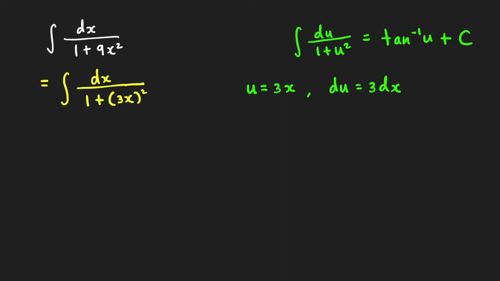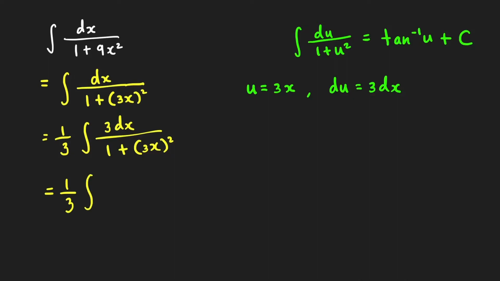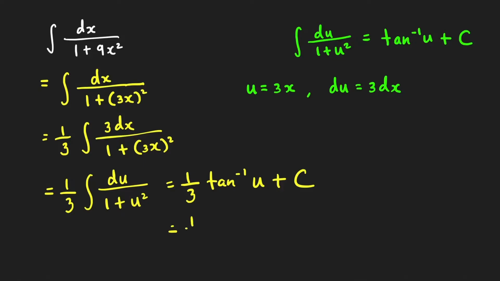So therefore, we can now write our integral as 1/3 integral of 3 dx over 1 plus 3x quantity squared. And the numerator is just equal to 1/3 integral of du over 1 plus u squared. And using this formula here, we get 1/3 tangent inverse of u plus c. And putting back the u in terms of x, we get 1/3 tangent inverse of 3x plus c.